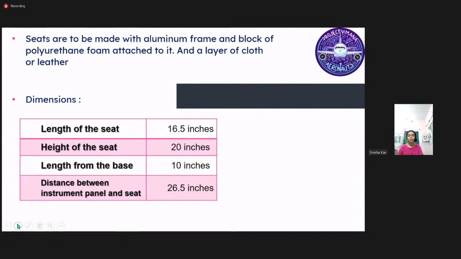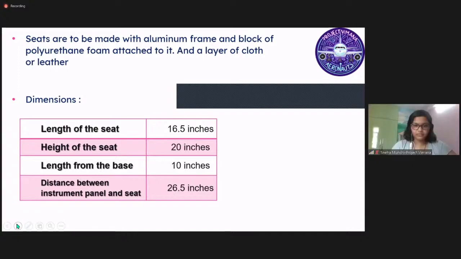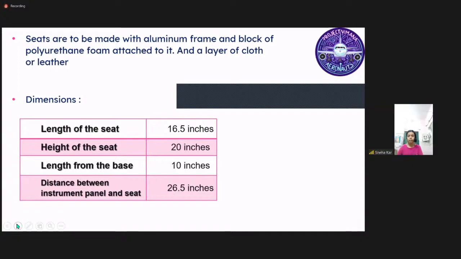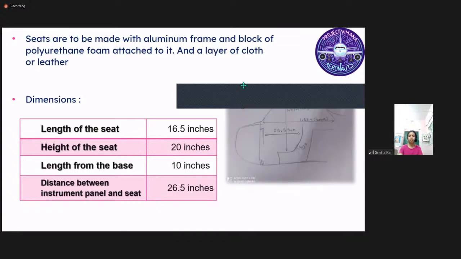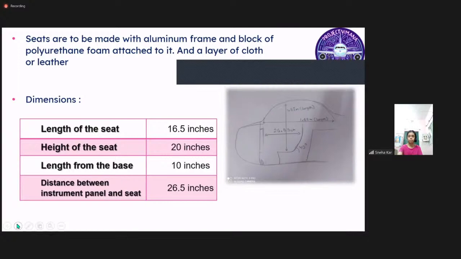We have found how the seats are to be made. Seats are to be made with aluminium foil and a block of polyethylene film attached to it, and a layer of cloth or leather. We have also found the dimensions of the cockpit, where the pilot and co-pilot will sit. The length of the cockpit seat is 16.5 inches, and the height of the seat is 20 inches. The length of the seat from the base is 10 inches, and the distance between the instrument panel and seat is 20.5 inches, so that the pilot will not have to move and can operate without any difficulty.